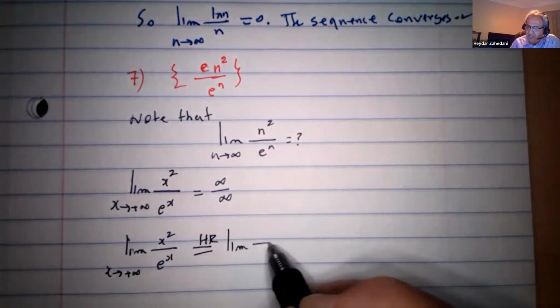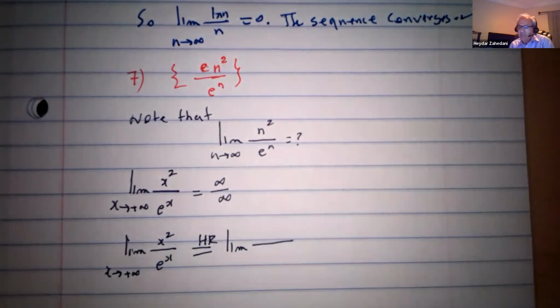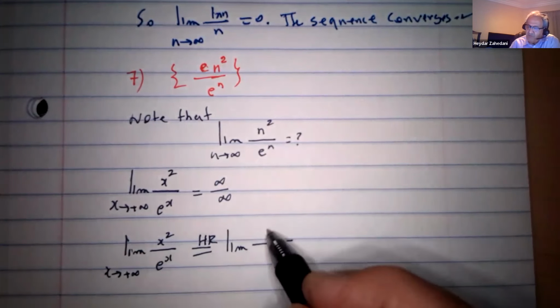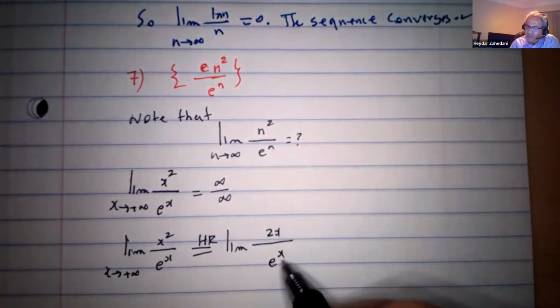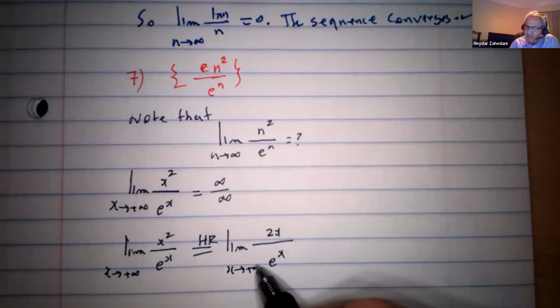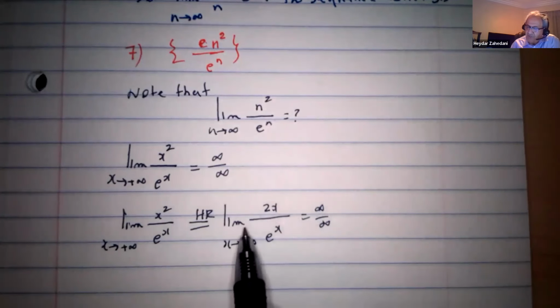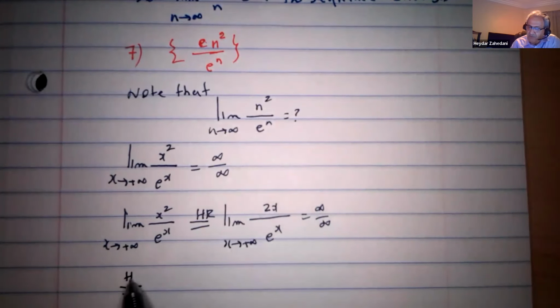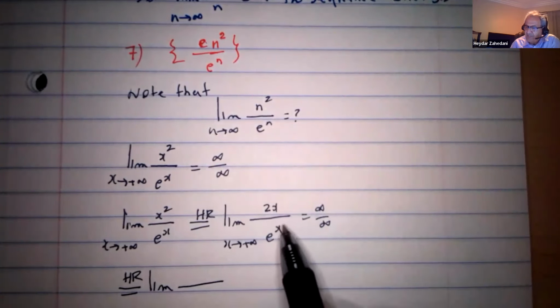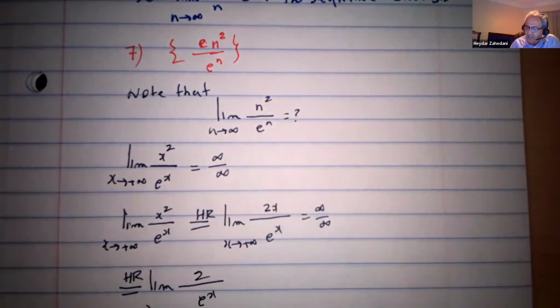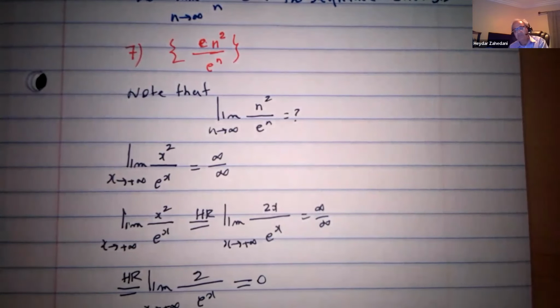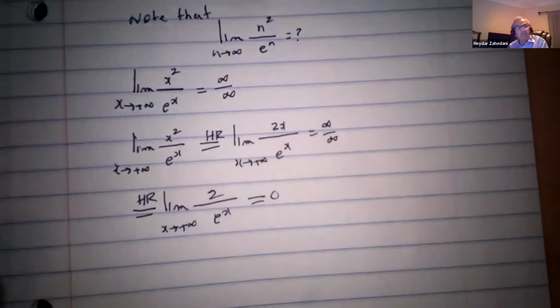So that gives a limit of, now the top, the derivative of x squared would be 2x, and the derivative of e to the x is just e to the x. So this is infinity over infinity again, so you have to continue with the L'Hopital rule. So the derivative of the top 2x would be 2, and the bottom is e to the x. As x goes to positive infinity, this would be 0, because again, the top is a fixed number, the bottom one is infinity.